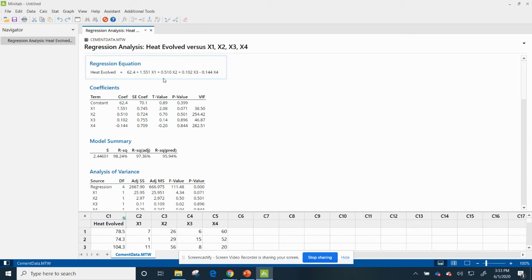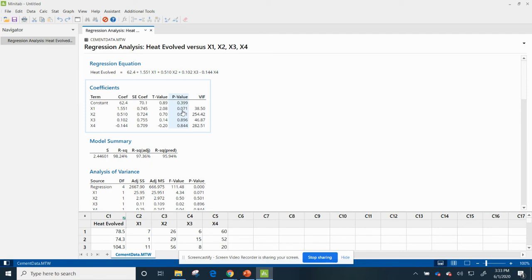All right, so I have my regression equation. Heat evolved equals 62.4, and then it has 1.551 for X1, 0.510 for X2, 0.1023, and all that. So again, if I had a value for X1, X2, X3, X4, I could plug it in and estimate the heat evolved. All right, but let's look at my p-values. Ooh, that's a huge p-value for that whole equation. It's 0.399. Comparing that to a level of significance of 0.05, there's no way it's going to be significant. There's not going to be a relationship.